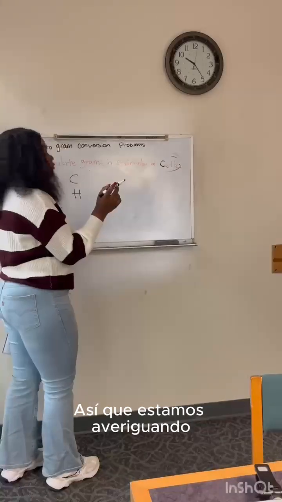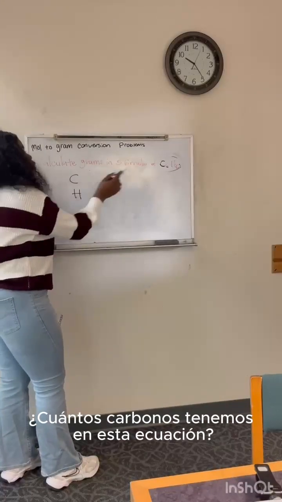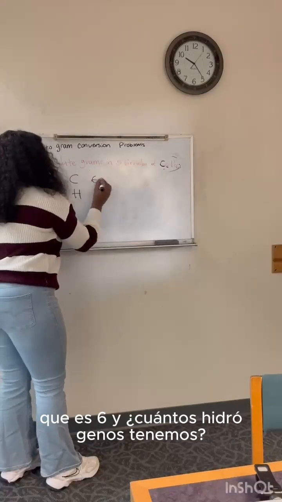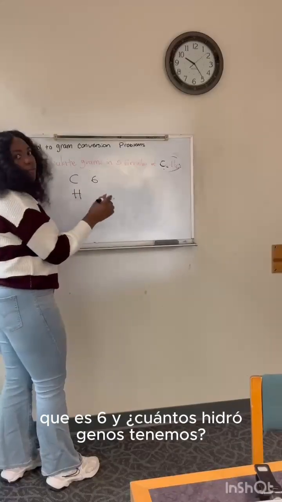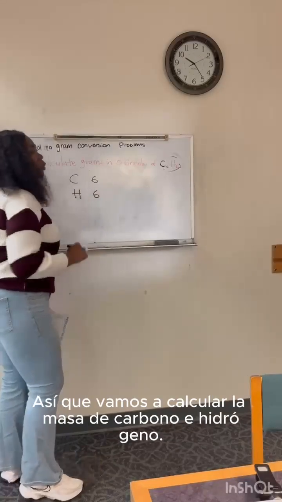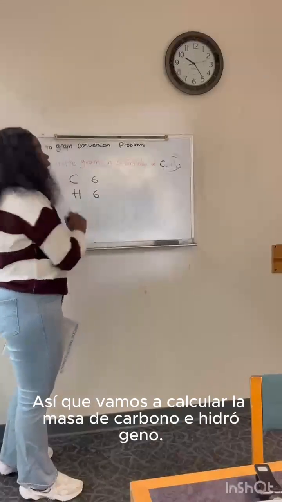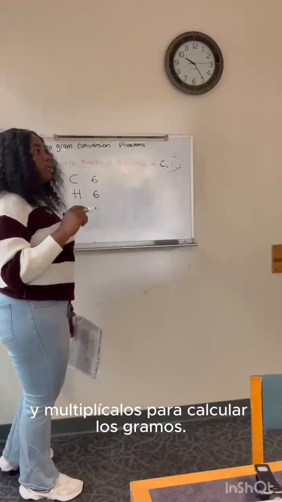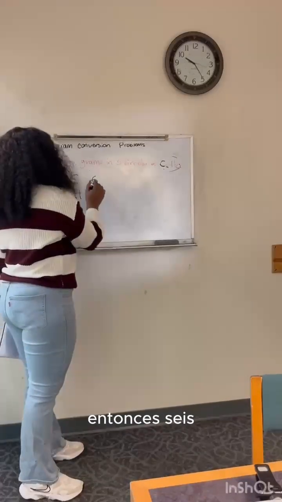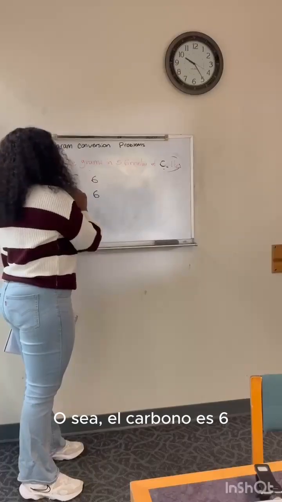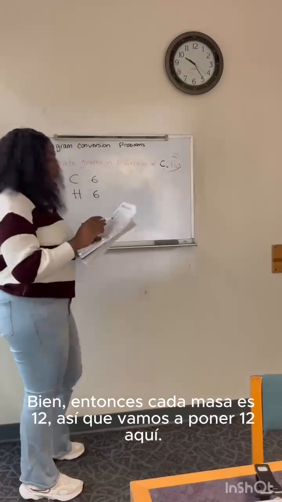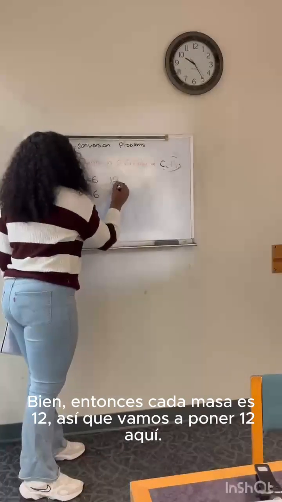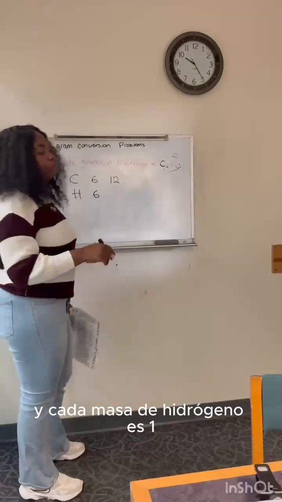So we are figuring out how many carbons do we have in this, which is 6, and how many hydrogens do we have, which is 6 as well. So we are going to find the mass of carbon and hydrogen and multiply it in order to get the grams. So carbon is 6, and then its mass is 12. So we're getting 12 over here, and hydrogen, its mass is 1.